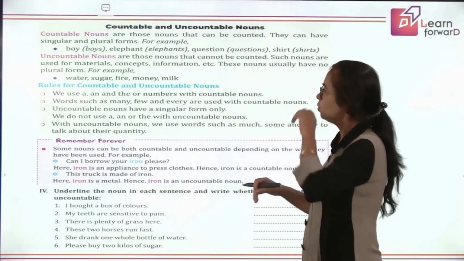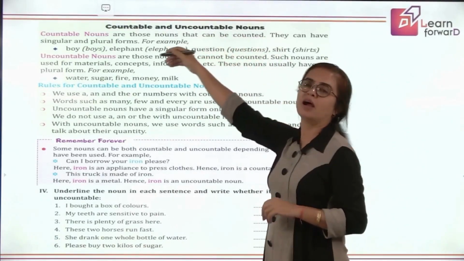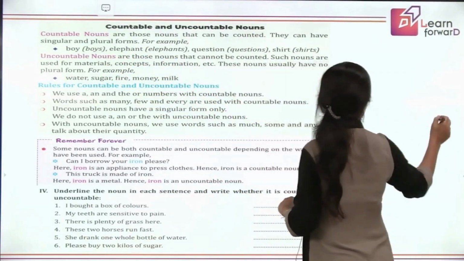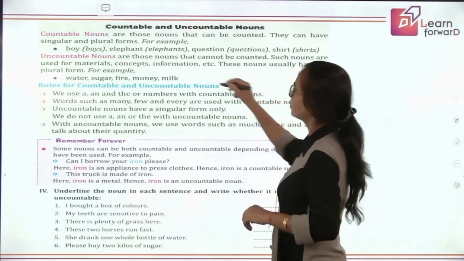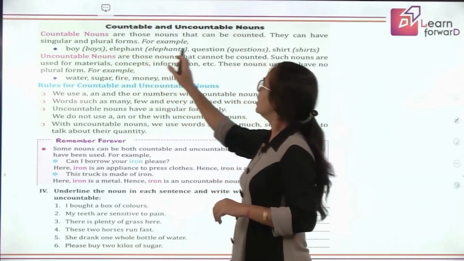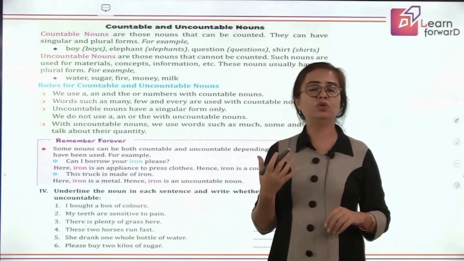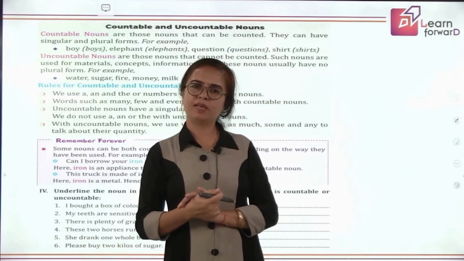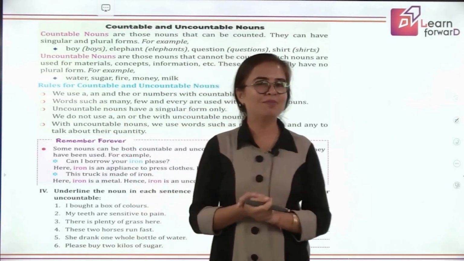Okay, let's see what's there in store for you. Countable and uncountable nouns. I have already explained a lot on this. Countable nouns are those that you can count, like boy, boys, elephant, question, shirt. And because you can count them, you can tell whether it is one or many. So if you can tell one or many, you can make singular and plural also.